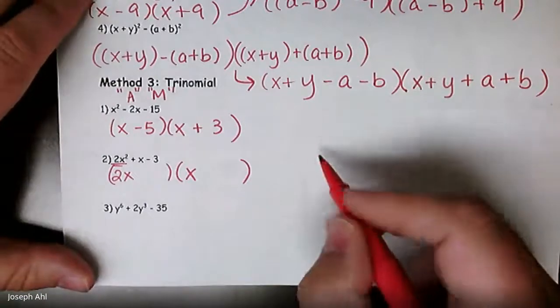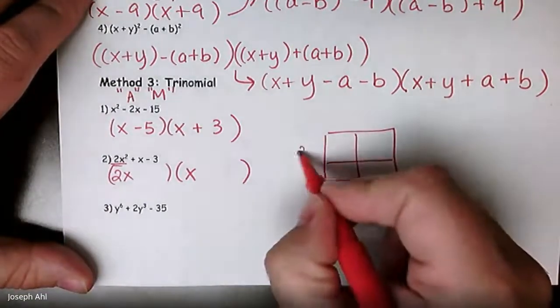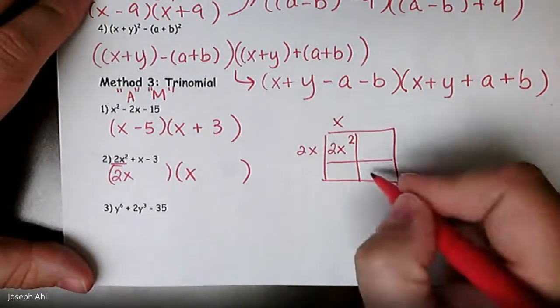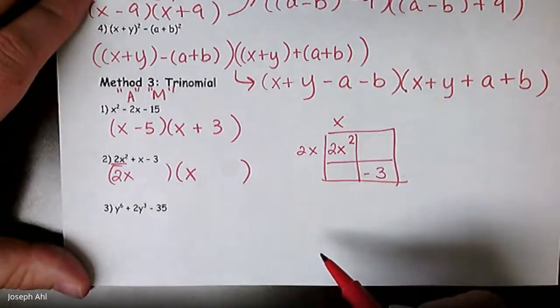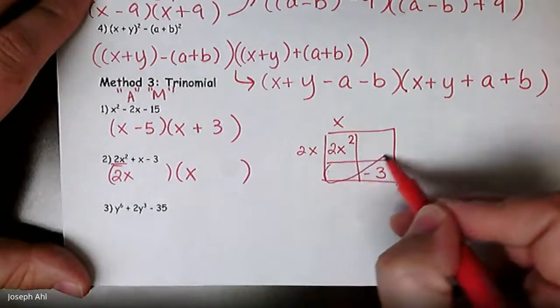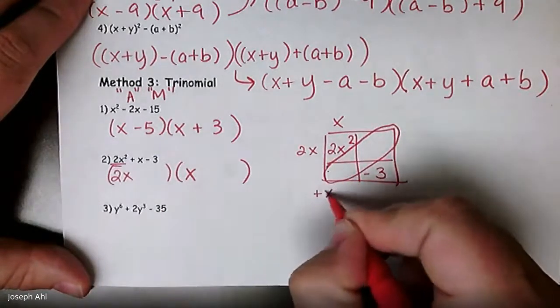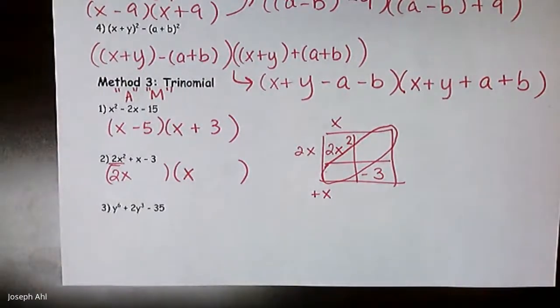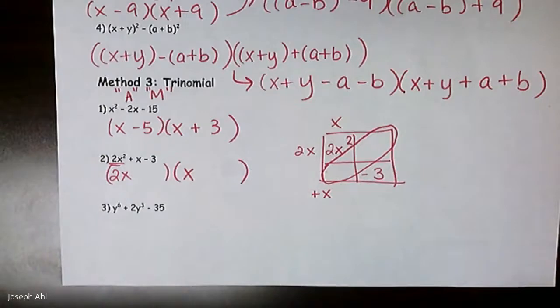Some of you also kind of like what's called, in my opinion, the reverse FOIL method, where you say, okay, well, 2x and x are what multiply to give me 2x squared. And I know to get negative 3 in this bottom right corner, I have to figure out the 1 and the negative 3 piece. But what we have to remember is that these 2 terms right here have to give us a middle term of positive x. So wherever I place that positive and negative term that are associated with the 1 and 3 factors here, I have to make sure that this sum is a total of positive x.